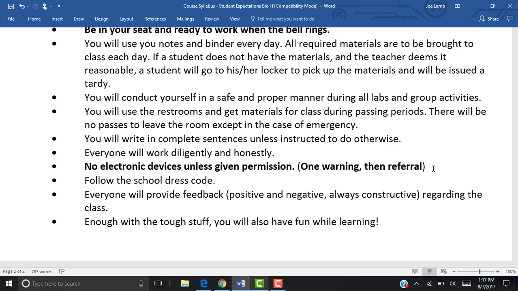Yes, there needs to be rules. Yes, there needs to be order in the classroom, but I like to enjoy myself. I figure as a teacher, if I'm bored, students are probably bored as well, so I do like to have fun. Hopefully you'll have fun in this class as well, and we'll learn some biology along the way.